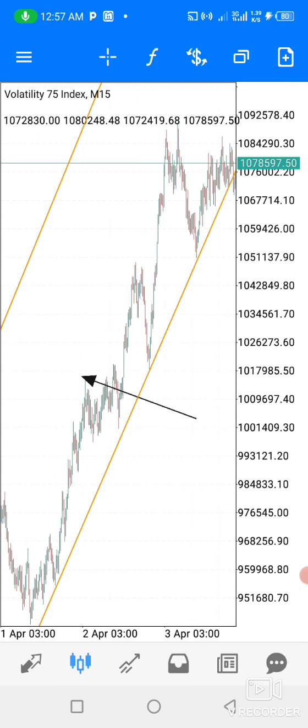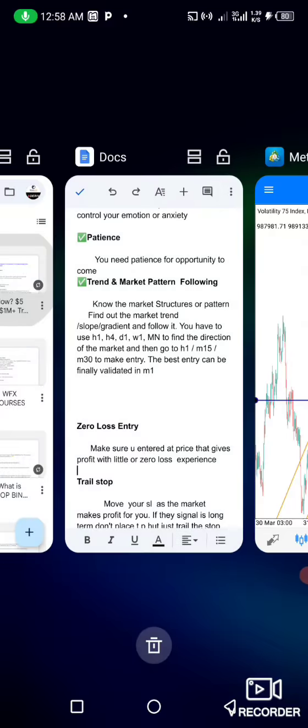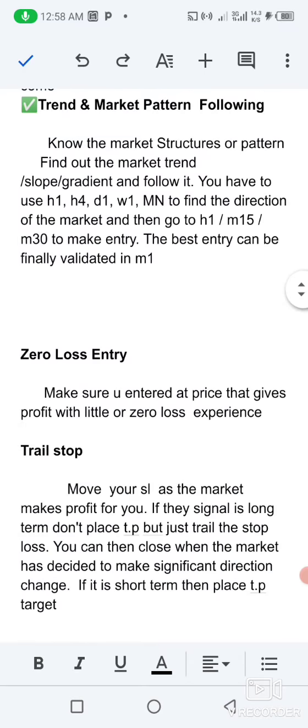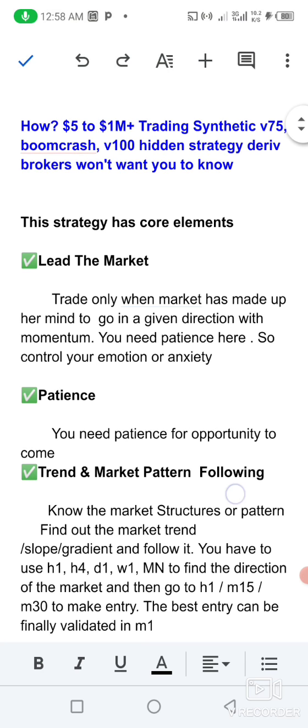Because of time, I will not be analyzing Volatility 75. But let me revise everything I have said, like a recap. I hope you understand the English. So try to put this thing into practice. Lead the market. Have patience. Trade the trend and market pattern following.